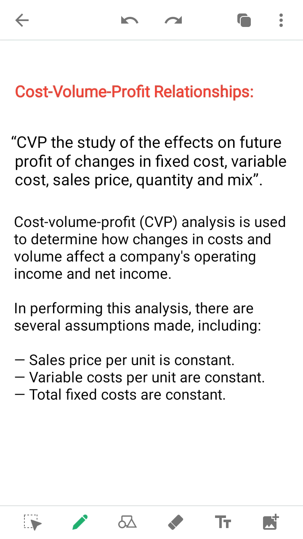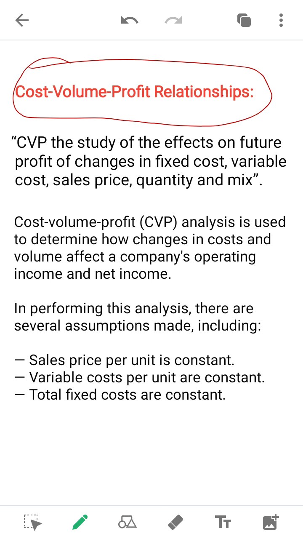Dear students, look at the slide. Cost, volume, profit relationship. Here there are three elements: cost, volume, and profit. The relationship among these three elements is called cost, volume, profit relationship. To understand the cost, volume, profit relationship, you have to understand what is cost, what is volume, what is profit.